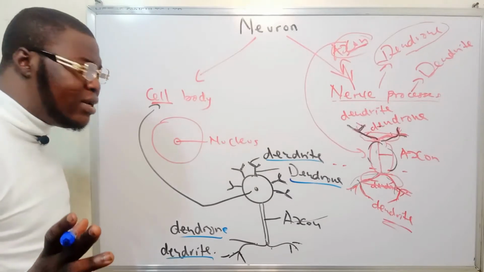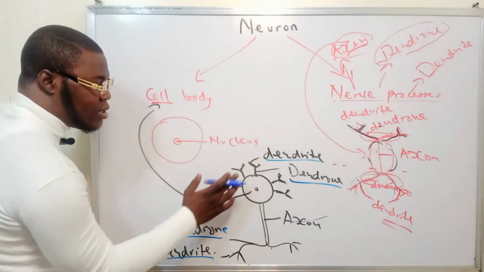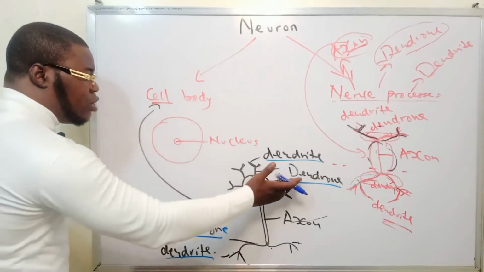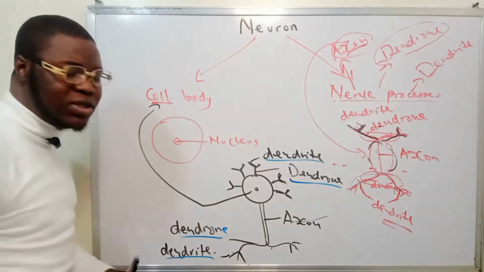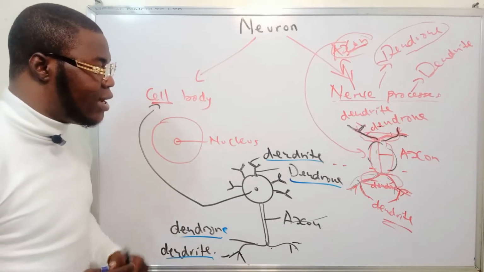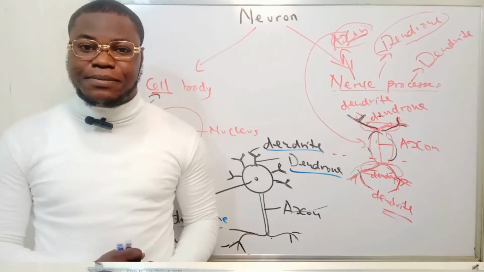Now, this upper part of these dendrites, what are they called? The lower dendrites, what are they called? The upper dendron, what are they called? The lower dendron, what are they called? So, we'll talk about them in the next part. So, let's chop the board and I'll be right back.